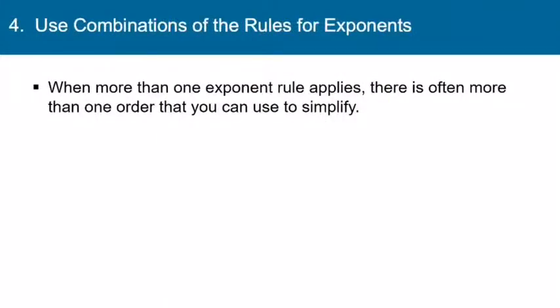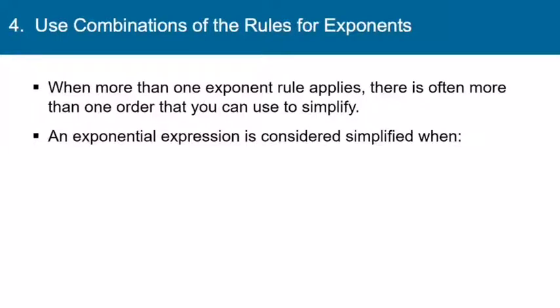And now we're about to tackle a few problems that ask us to use combinations of the rules. So you need to know that when more than one exponent rule applies, there is often more than one order that you can use to simplify. As long as you apply all the rules in the right way, you have some freedom as far as the order that you do the steps. So basically, you just need to know, what are they expecting from me when they ask me to simplify? How will I know when I've done all the simplifying there is to do?